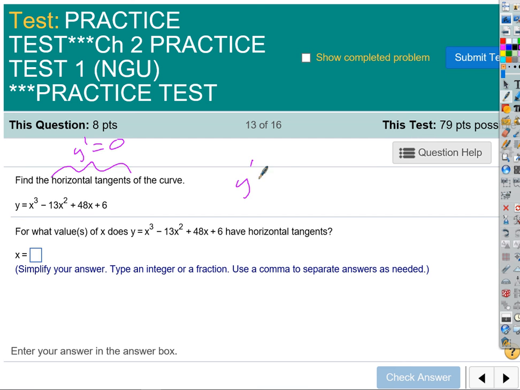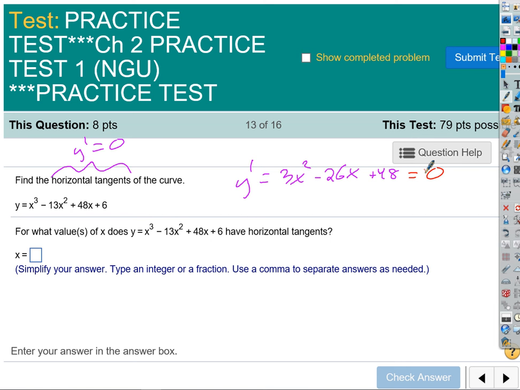So what's y prime equal to? 3x squared plus 48. And then we're just going to set all that equal to 0. So we've got a quadratic equation in standard form, take your pick. What are our options?